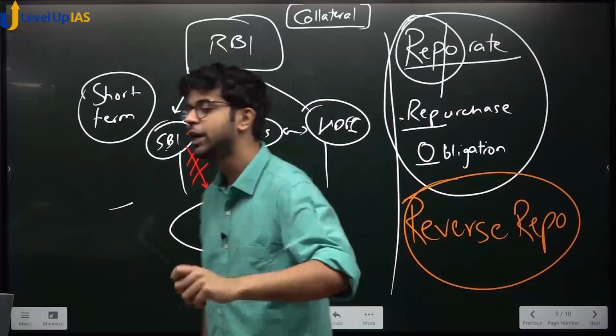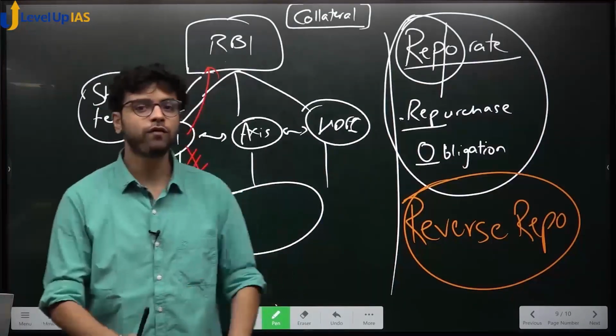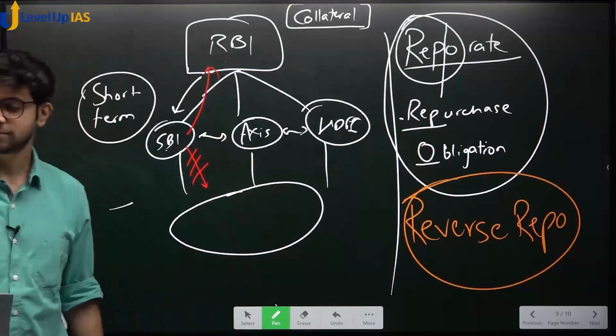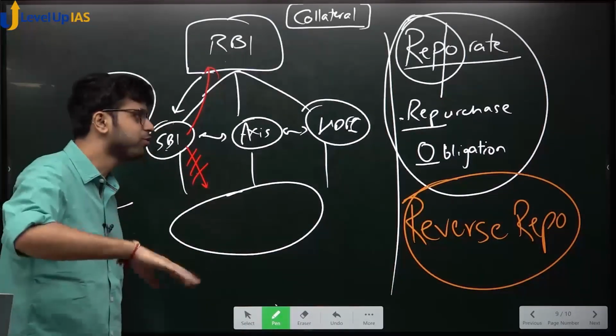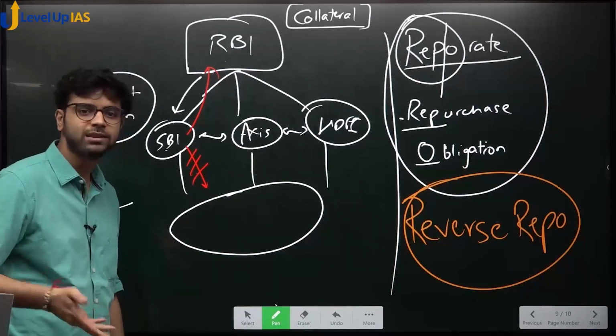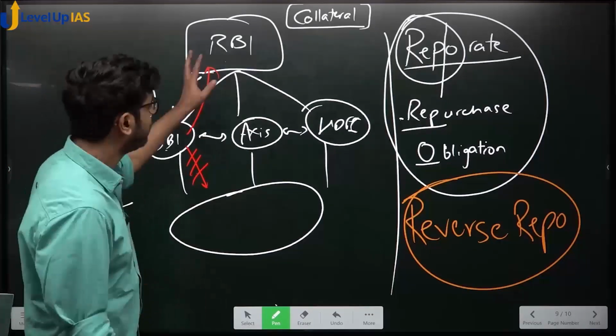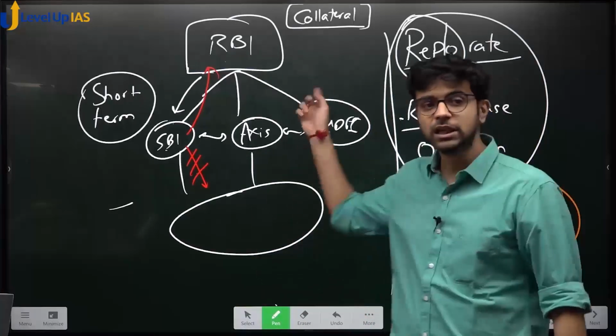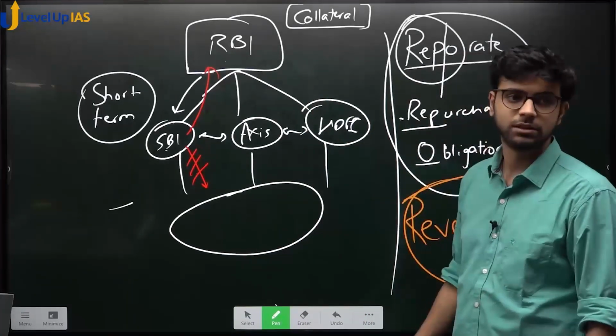If RBI wants to reduce money supply in the economy, what will it do with this? What will it do with this? Tell me. If RBI wants to, क्या पूछा मैंने, increase या reduce? What did I ask? Reduce. चलो, RBI wants to reduce money supply in the economy. What will it do with this?